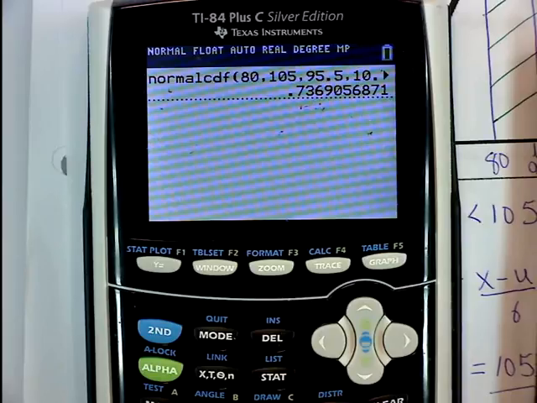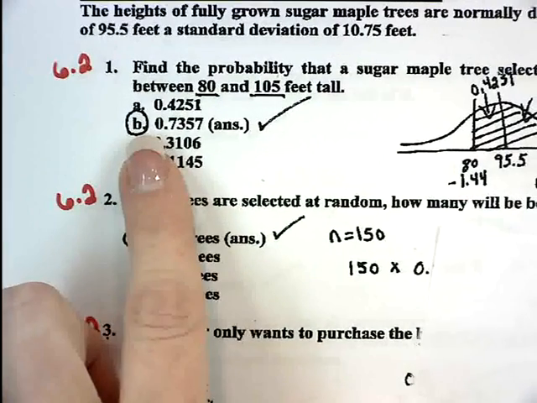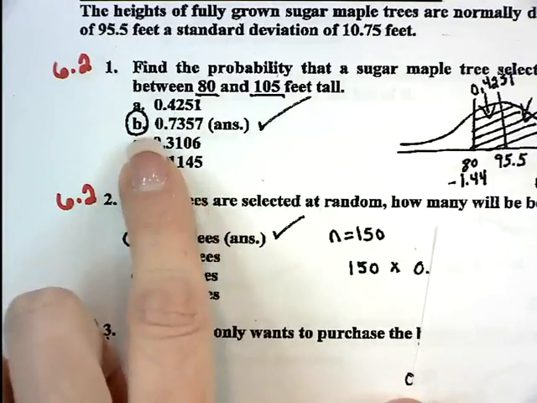And that is different from what we received by hand, but that is okay. You will notice that on the practice test I did not include 0.7369 as a possible choice. So letter B is the only possible answer.